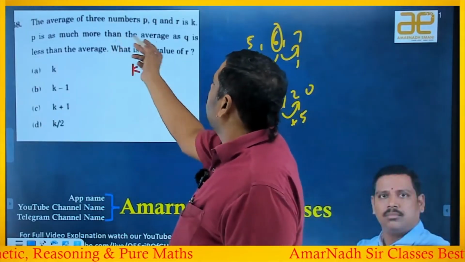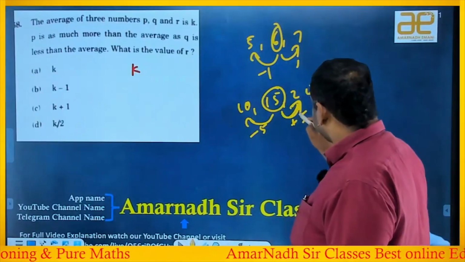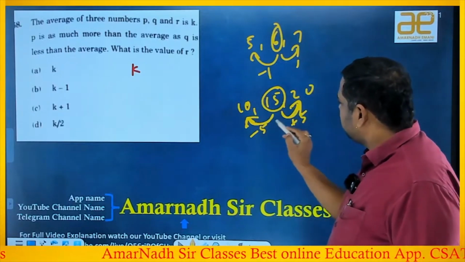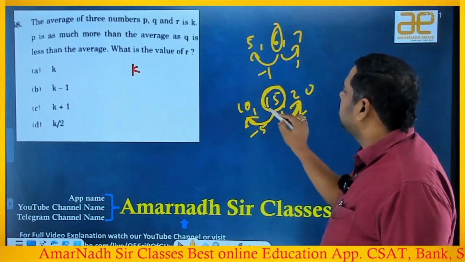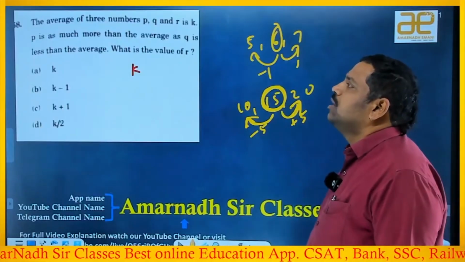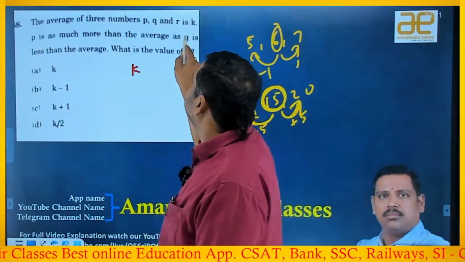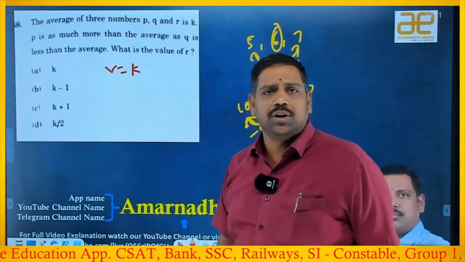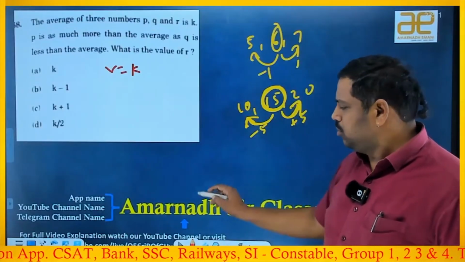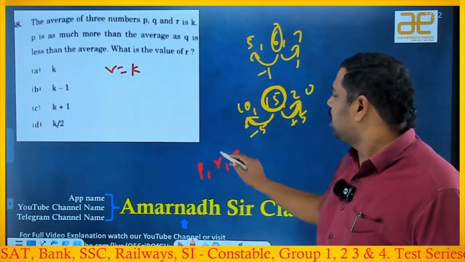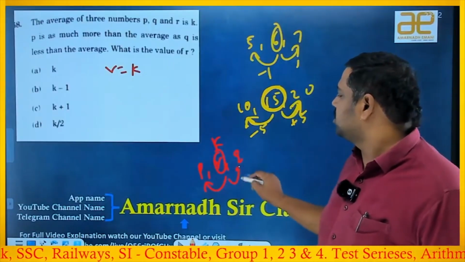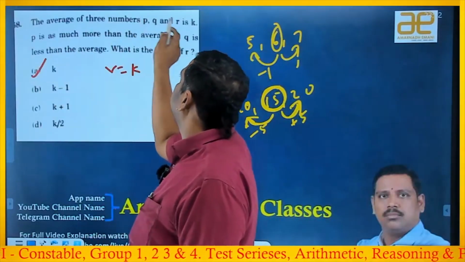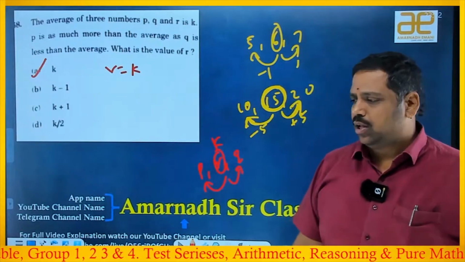P is as much more than the average as Q is less than the average. That means these two are getting balanced. That means the third number is equal to the average, right? Here if you remove P and Q, the third number is R, right? Definitely R is equal to K. R is equal to K, right or wrong? Okay, so the values are like this: P, R, Q, and R is equal to the average. How much it is more, that much it is less. Okay. So what is the value of R? He's asking simply, it is equal to the average, that is equal to K. Okay. So the next beautiful one.